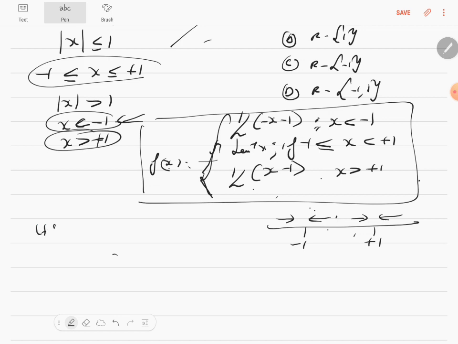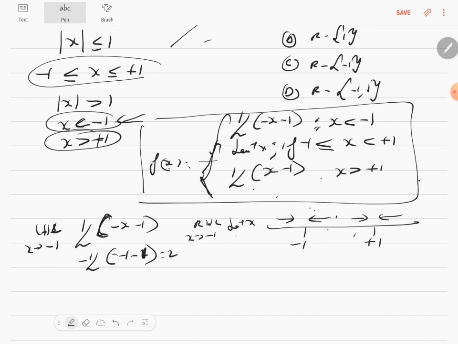So if you see the left hand limit for x tending to minus 1 from the left, the formula is half of minus x minus 1, where direct substitution gives minus 1 minus 1, which is minus 2 by 2, which is plus 1. Let's check the right hand limit for x tending to minus 1, for which it's tan inverse of x, and they're definitely not equal.